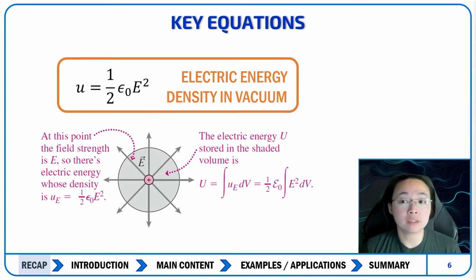Now, the last one, we talked about electric energy density in a vacuum. So basically, there are two different views of looking at electric energy. You can take a look at it from a physical perspective, or you can take a look at it from the electric field perspective.